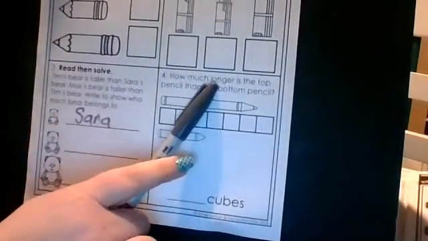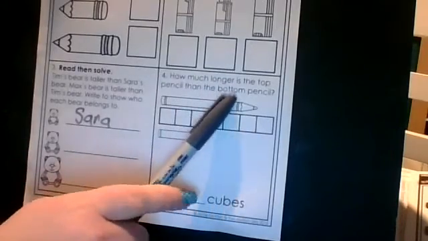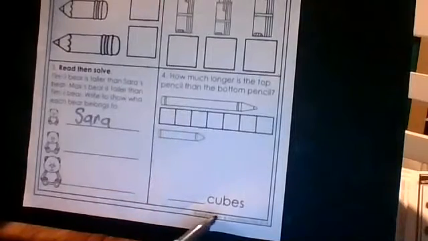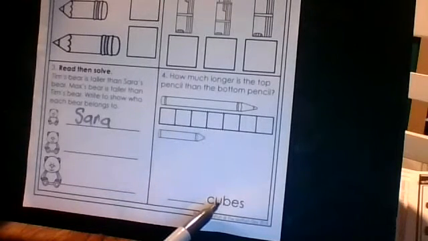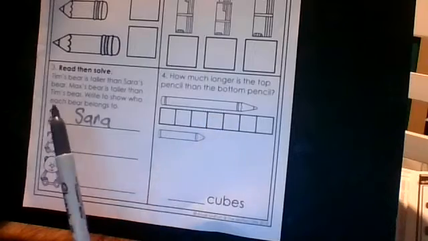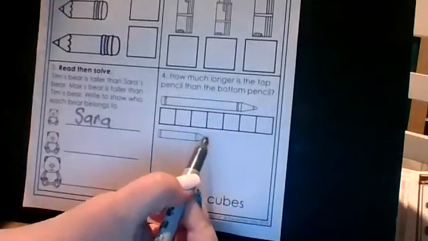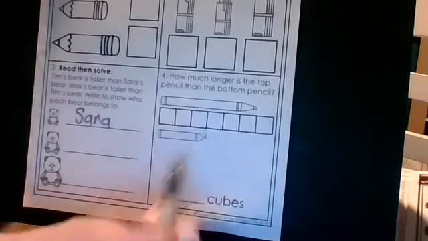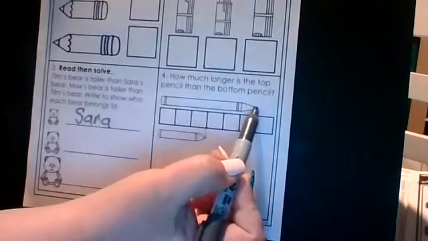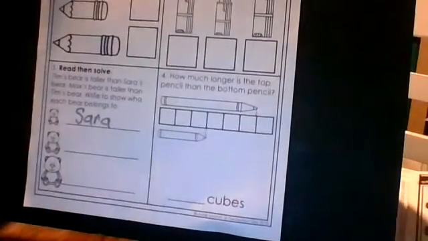All right, number 4. How much longer is the top pencil than the bottom pencil? So this one here is, look at our label, blank cubes. So think of these as our linking cubes, okay? So find where the end of this cube is, right there, and the end of this pencil right there. And it wants to know the difference.